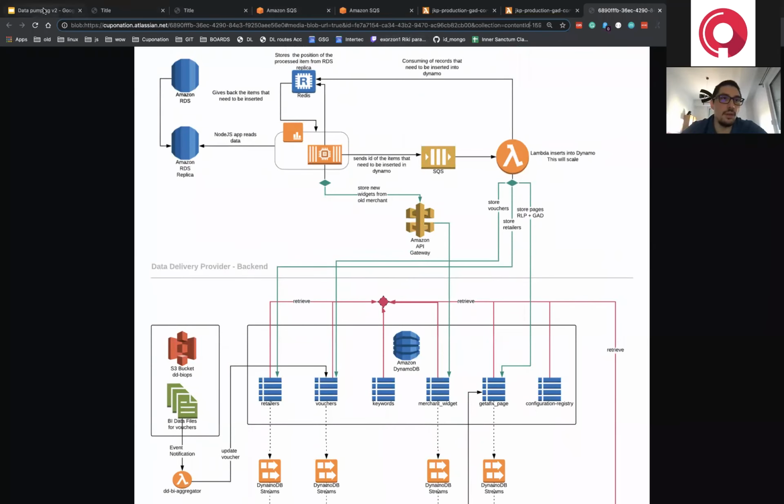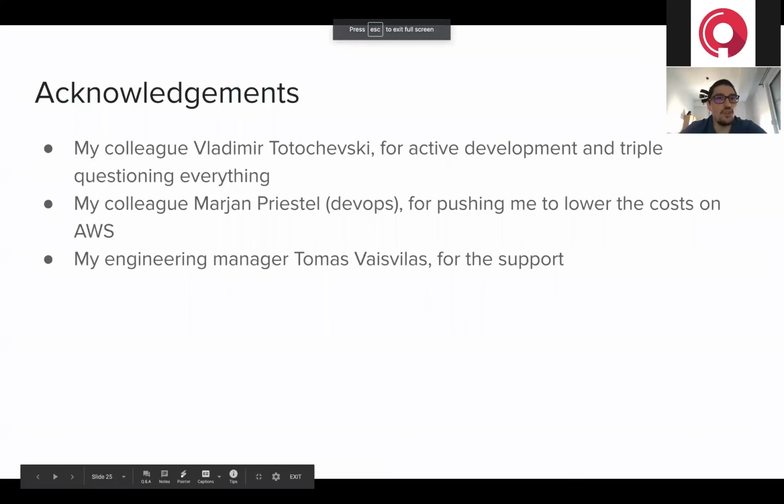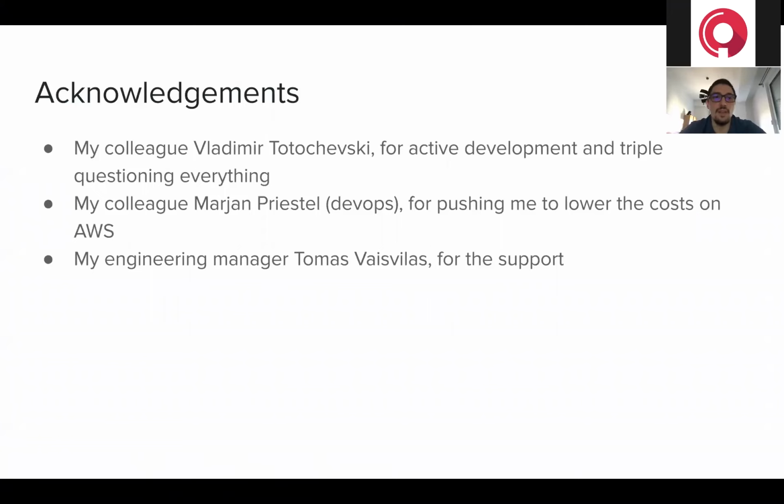One more thing before I conclude my presentation. I want to give some acknowledgements to my colleague Vladimir Totochevsky for active development and triple questioning every decision that we were making. My colleague Marian Prishtel from DevOps for pushing me to lower the cost on AWS, because from time to time I was going wild with spending a few K of euros. And at the end, to my engineering manager, Thomas Vaisuilesh, I know the proper pronunciation, I never learned it, for the support and believing in this project.